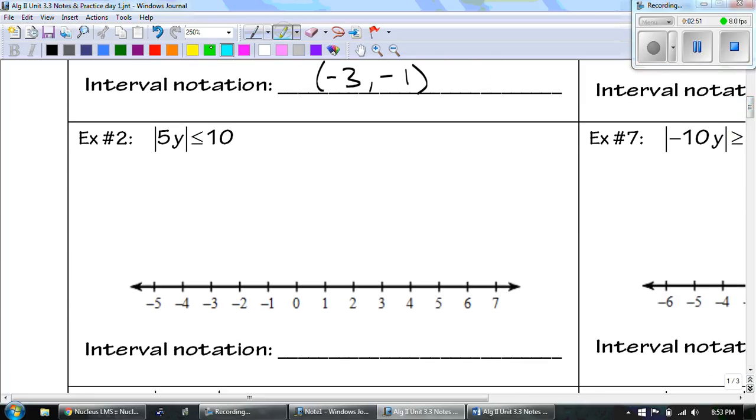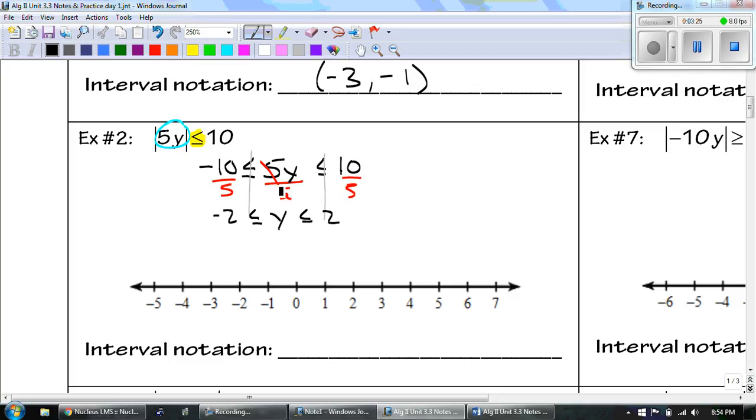So when you look at the inequality and it's less than, you're going to take whatever it's equal to, the 5y less than or equal to 10, but then we're going to make it less than or equal to negative 10 on the other side. And then we just solve. The solving part you guys are good at. Divide by 5, divide by 5, divide by 5. We get negative 10 is less than or equal to y, which is less than or equal to 2.